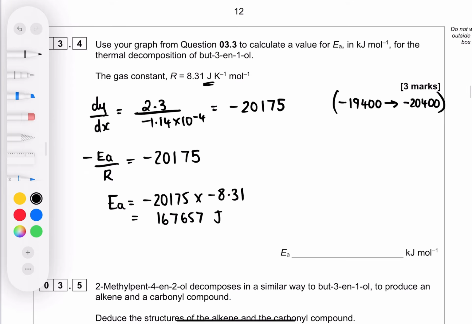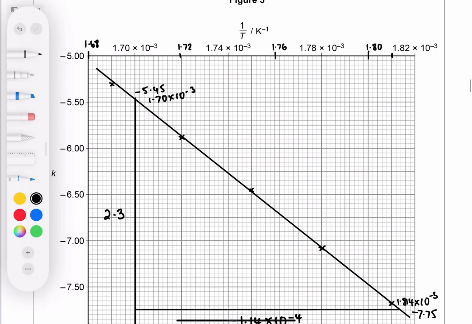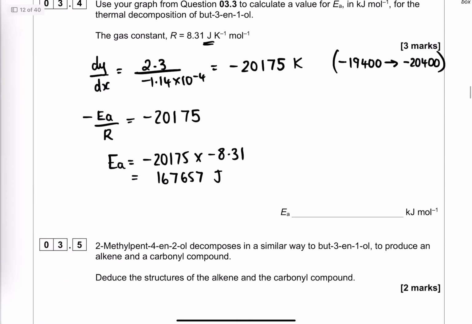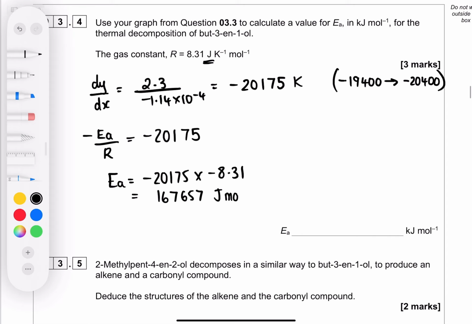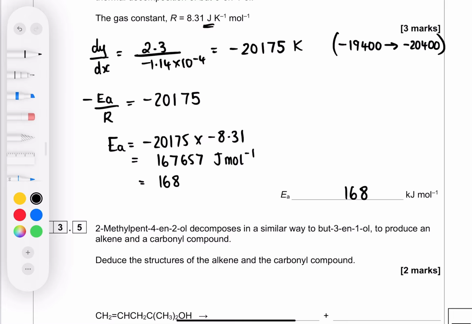Now my gradient was in Kelvin, because you did dy divided by dx, so it was just in Kelvin. So I've taken the number in joules per Kelvin per mole and timesed it by Kelvin, so I've now got a number in joules per mole. So to get it into kilojoules, I need to divide by 1,000. And I'm going to round to 3 significant figures. I'm getting 168. And if you work through the numbers that they allowed on the gradient, it'd be anything between 161 and 170 for the activation energy.